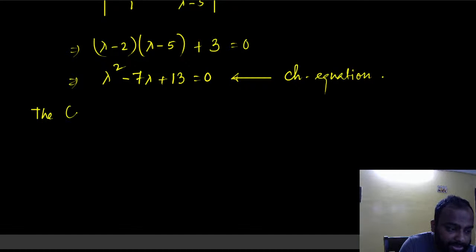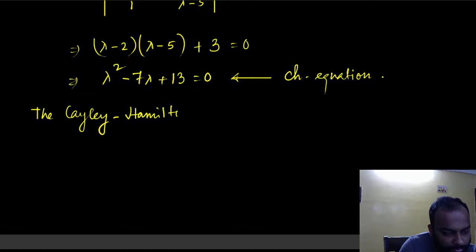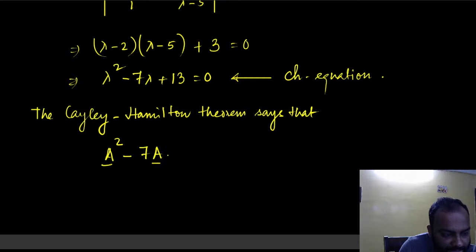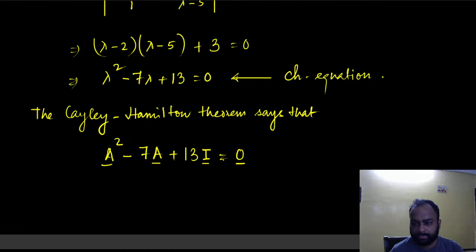The Cayley-Hamilton theorem says that instead of writing lambda, I can also write the matrix itself. So if I take the same matrix and square it, minus 7 times the matrix plus 13, of course 13 will become 13I, that will become the null matrix. So that's the Cayley-Hamilton theorem.